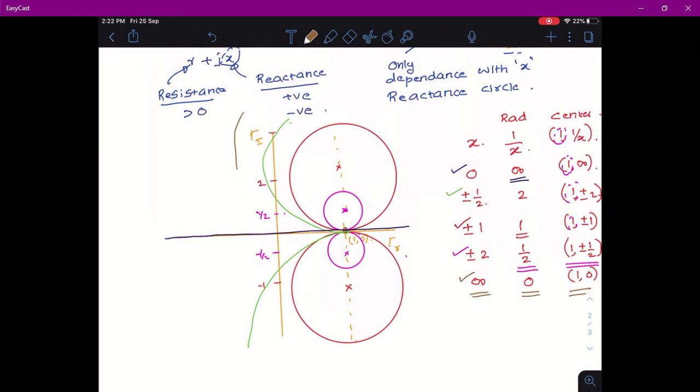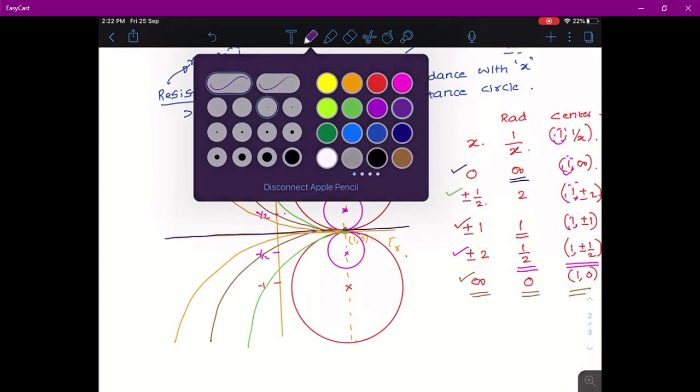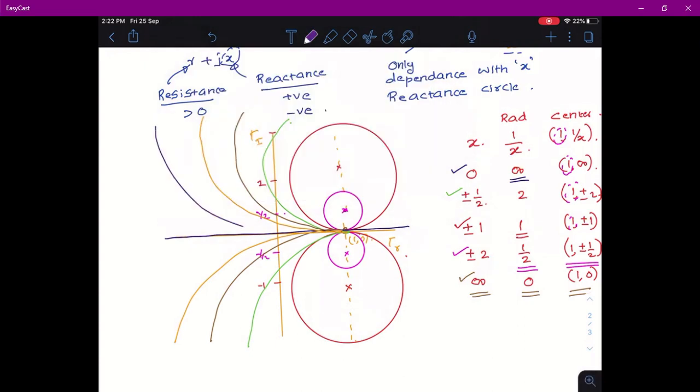If you draw with all the values, then you can see something like this. So, these are all different circles. I am drawing it less.